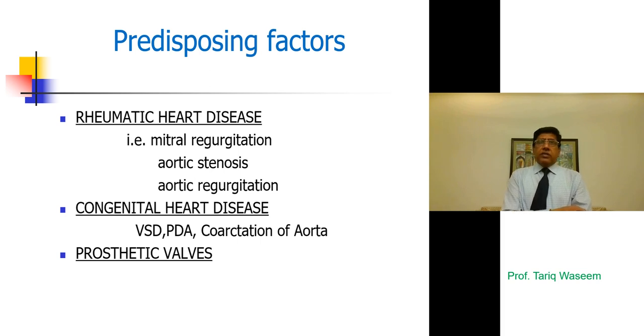Congenital heart lesions like ventricular septal defect, patent ductus arteriosus, and coarctation of aorta are again likely to provide a nidus for the lodging of bacteria and starting up the process of bacterial endocarditis. And as we already described, prosthetic valves are likely to have this involvement.